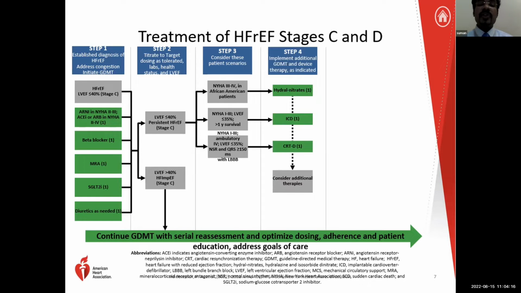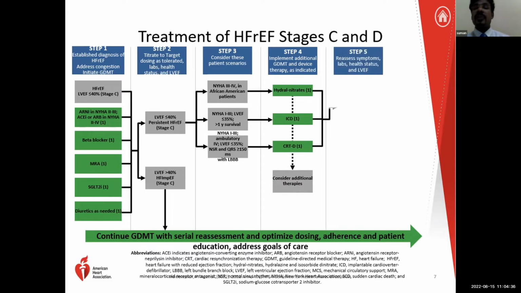Then, in NYHA class 1 to 3 with ejection fraction less than 35% and more than 1 year survival, you can go for the ICD. And if the electrocardiogram shows left bundle branch block with a QRS duration of more than 150 milliseconds, we can think about CRT-D.